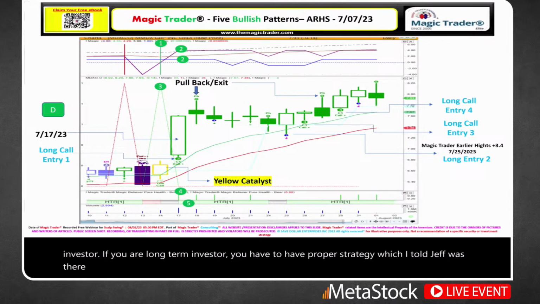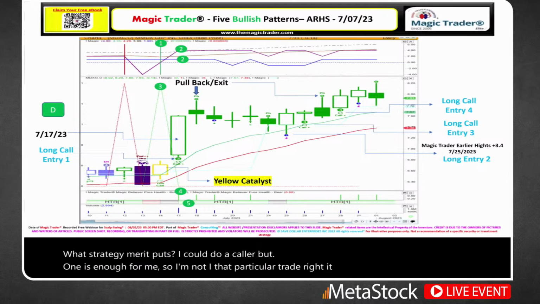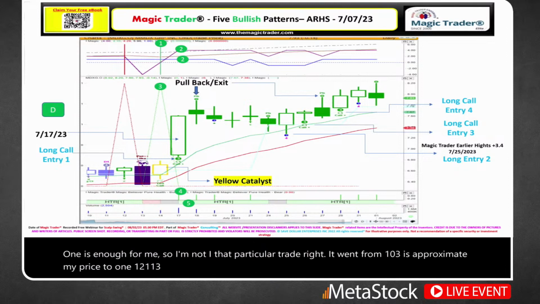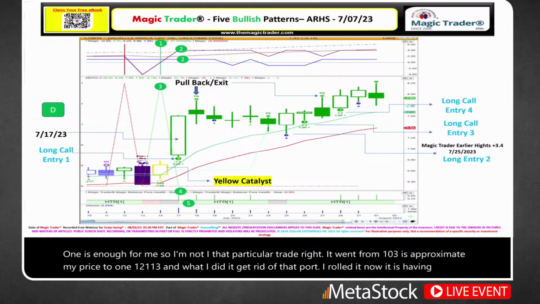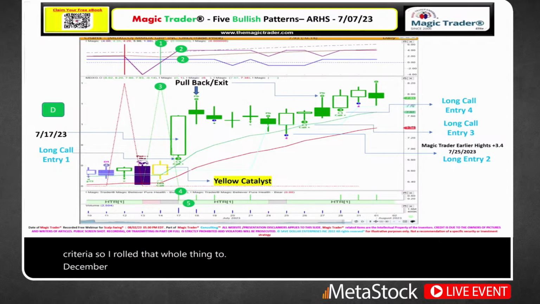If you are a long-term investor, you have to have a proper strategy, which I told Jeff last time. I'm in a trade with 3M, and I'm still there. But what strategy do I use? Married puts. I could do a collar, but one is enough for me. That particular trade went from 103, approximately my price, to 112, 113. And what I did, I got rid of that put and rolled it. It has certain criteria. So I rolled that whole thing to December 25. I paid the price, but I'm glad I did.